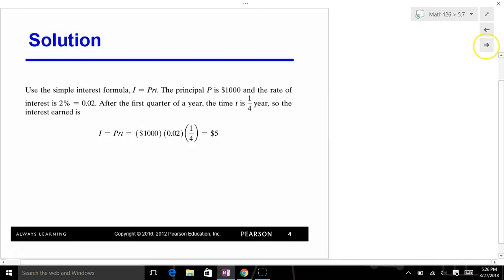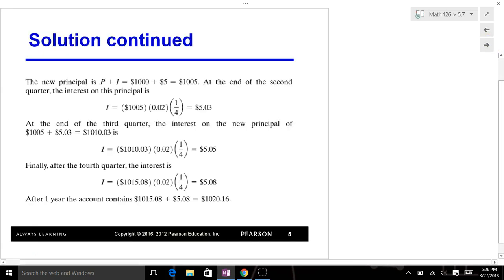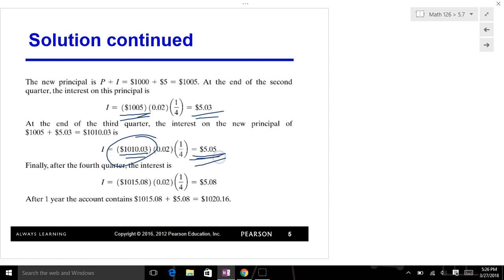And you keep going with this, so you go into quarter three. This time you have not only the $1,005, you got $5.03 more on that. So now you've got $1,010.03 going into the third quarter, and you get $5.05 this time. And finally, after the fourth quarter, you've got the $1,010.03 plus the $5.05, so you're starting with $1,015.08. 2% for a fourth of a year, and you get $5.08 for that quarter.